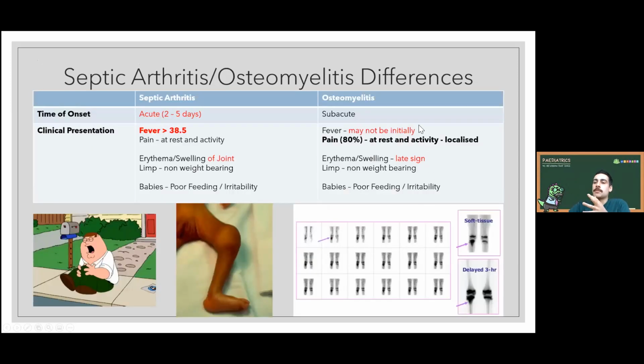Osteomyelitis and septic arthritis present quite similarly. Septic arthritis, however, is more acute, whereas osteomyelitis is more subacute. In septic arthritis, you usually get that fever straight away, very high fever, whereas osteomyelitis may not have it initially and presents a bit later with the fever. Septic arthritis gets that erythema and swelling of the joint straight away, like you can see in this picture, but in osteomyelitis it's quite a late sign because it's right in the bone. Otherwise, it's quite similar. And this is the picture of the bone scan, so you can see there's more uptake when there's a site of osteomyelitis.